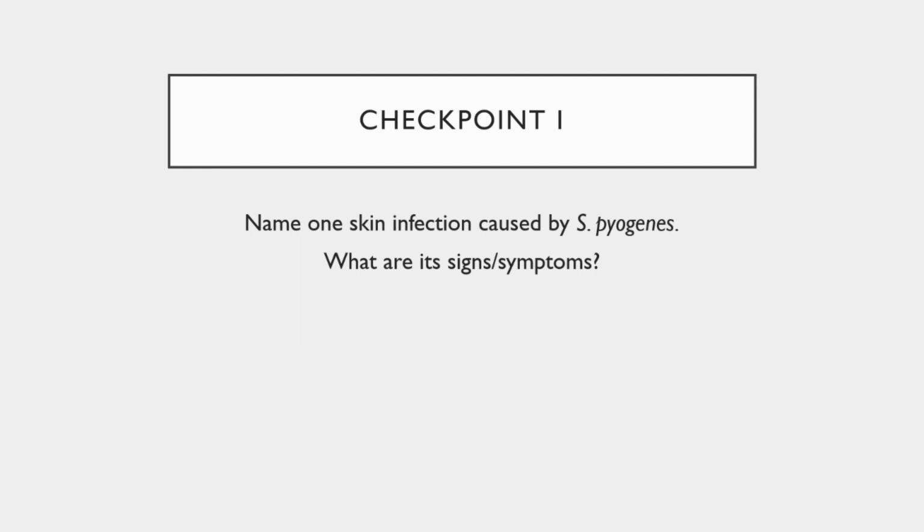Okay, so in our first checkpoint, now that we've heard about Streptococcus pyogenes in the upper respiratory system, I'd like to remind you that we've also heard about it in Chapter 21 when we went over skin infections. And in this checkpoint, I'd like you to tell me one skin infection we learned about in that chapter that is caused by Streptococcus pyogenes, and tell me what its signs and symptoms are.